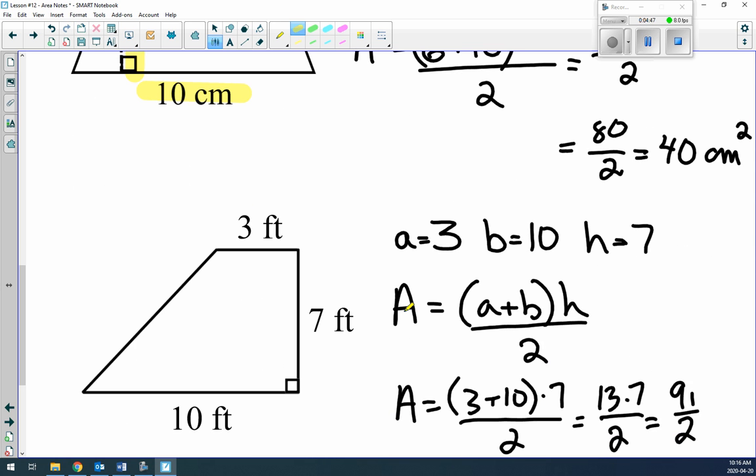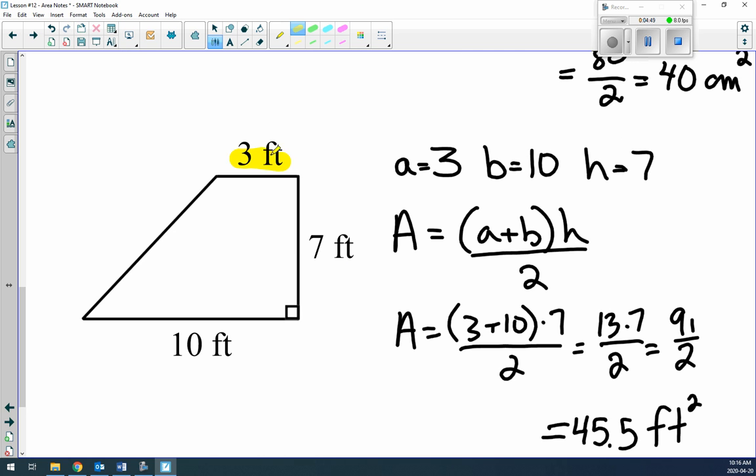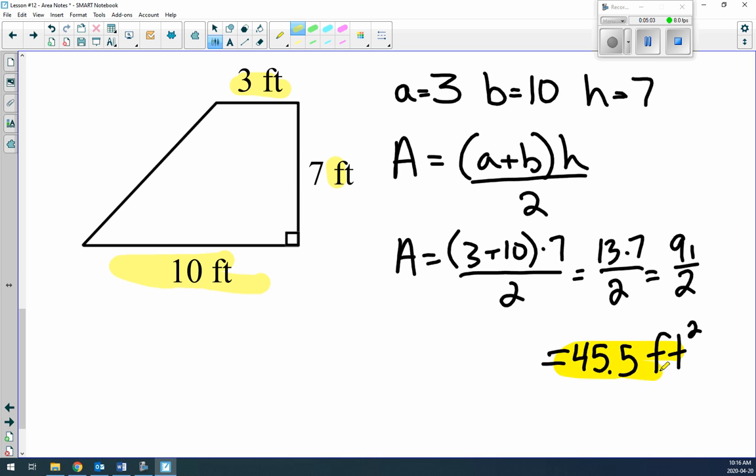All right, let's try this trapezoid down here. So we have A is 3, B is 10, and the height is 7. Plug it into the formula, A plus B, so 3 plus 10 times 7. So 3 plus 10, 13 times 7, that's going to give us 91 divided by 2, we end up with 45.5 square feet, right? Feet squared or square feet, however you want to say it. Okay, so that is for a trapezoid.